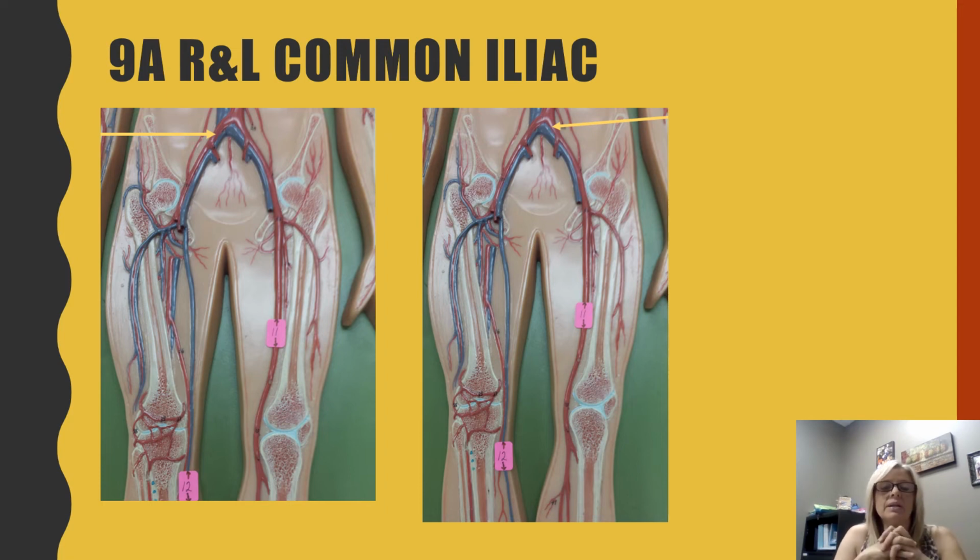So the common iliac artery, and you're going to have a right and a left, are about 4 centimeters long, and they begin as a branch off of the aorta. And run along the medial border of the psoas muscle, all right? And then they're going to split or branch off into the external iliac artery and the internal iliac artery around the pelvic brim right in front of the sacroiliac joint.